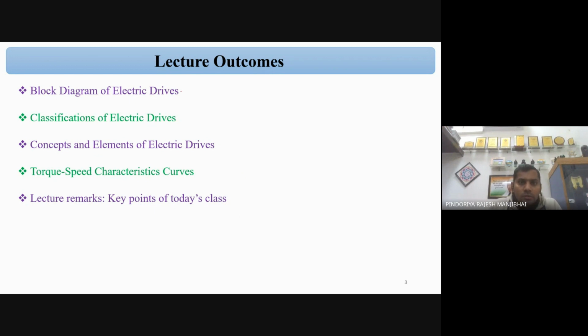We will revise the concept one component at a time, and each component we will discuss. Then classification of electric drives, then the concept and elements of electric drives, and finally we will discuss the torque-speed characteristic curve. So these four topics we will discuss in today's class.